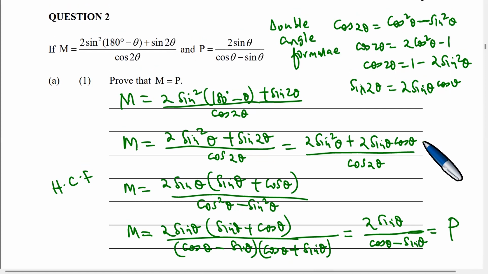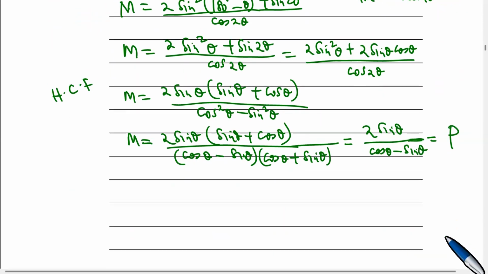Right, so we have proven this. What was the aim? The aim was to prove that M equals P. So we took M, we manipulated and simplified M until we got 2 sine theta over cosine theta minus sine theta, and this is exactly P. We move on to the next question.